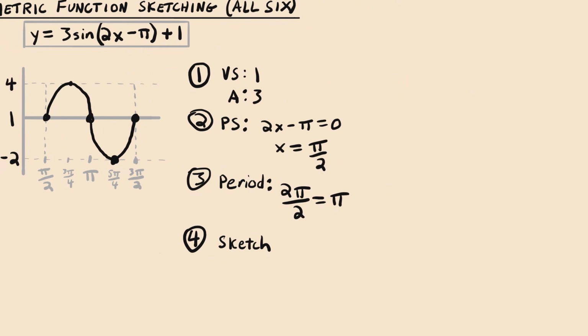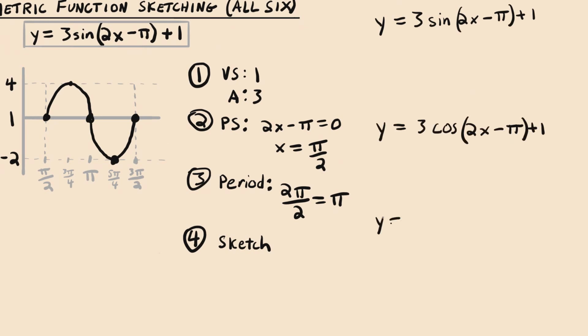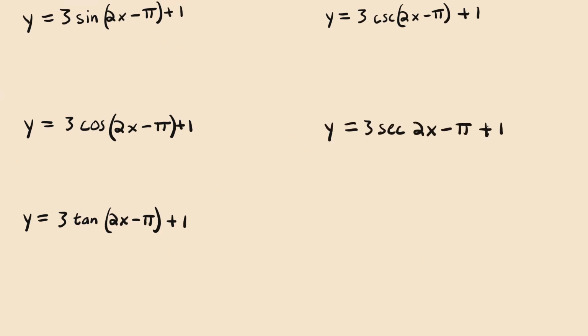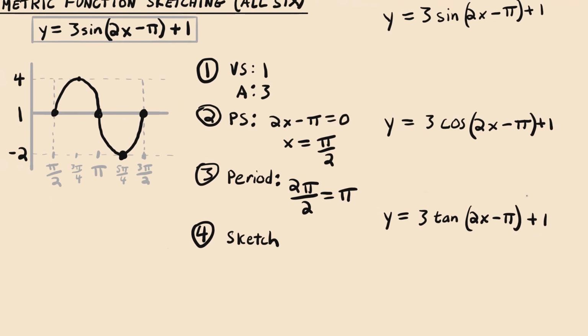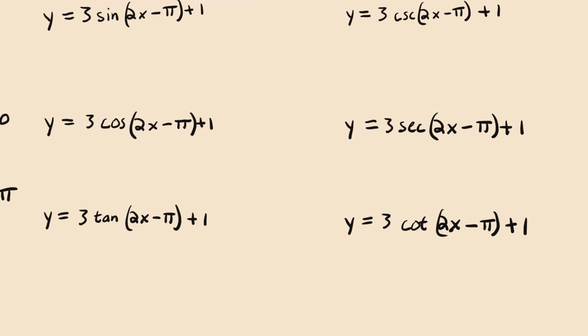Okay, now I'll show you how to generalize this into all 6 trigonometric functions. So you would normally start the process using the same method we did before, with steps 1, 2, and 3. The only difference is step 4, the sketch. From here, everything repeats the same process. We still use amplitude, vertical shift, phase shift, and period. And it's the same for all 6.